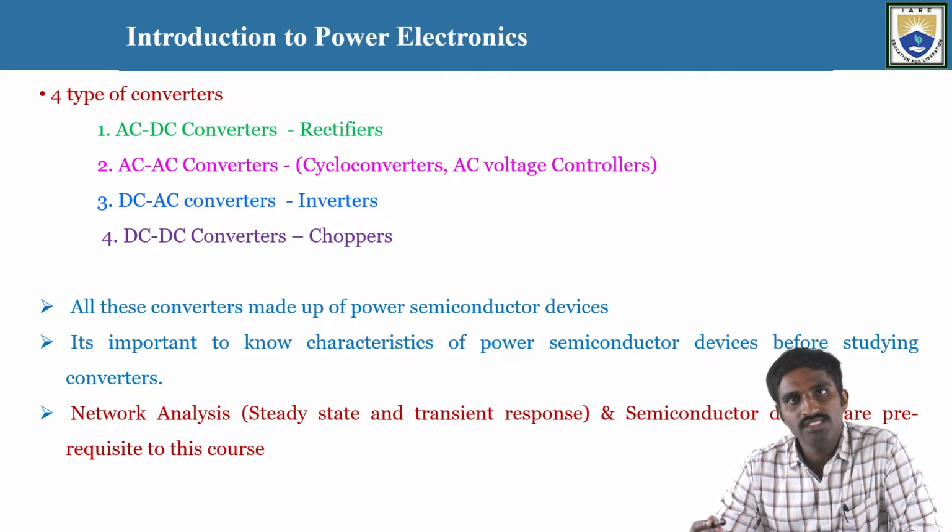All these converters are made up of power semiconductor devices. That's why it is very important to understand the characteristics of power semiconductor devices. The prerequisites of this power electronics course include network analysis, because in network analysis we study the steady state and transient response. Similarly, for power semiconductor devices, we have to understand their behavior in the steady state as well as the transient state, and based on that behavior we understand the characteristics.